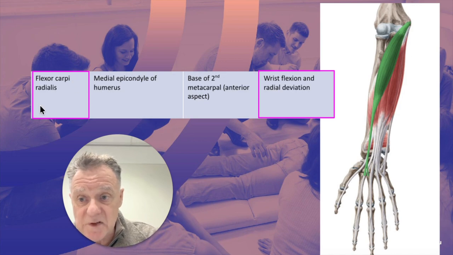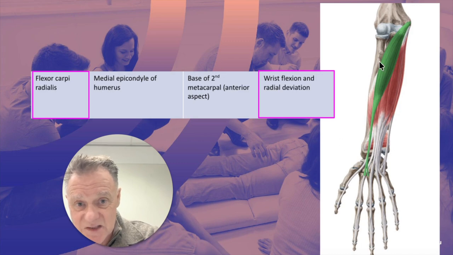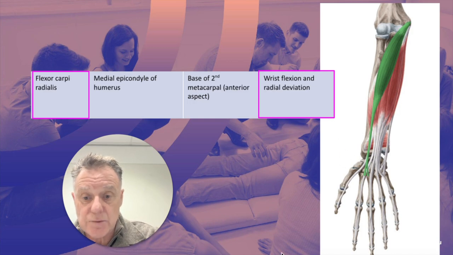So we'll talk about flexor carpi radialis longus from the medial epicondyle of the humerus, down into the base of the second metacarpal. So it's obviously going to flex the wrist, but it is also going to radially deviate, so move it in this direction. So radial head here, move it in that direction.